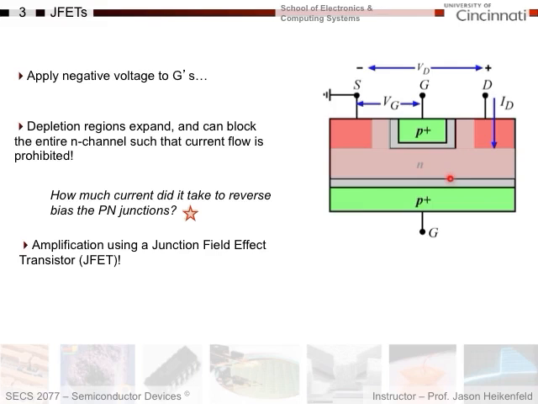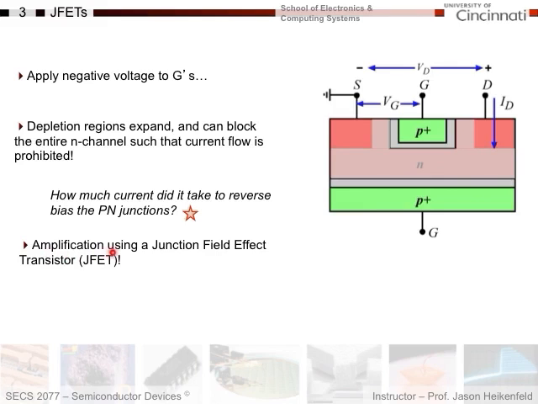And again, a key thing to note is it did not take much current to reverse bias the PN junctions. The current required at the gate here is I0, reverse saturation current, which is extremely small. It's not zero, but it's very small. And so again, I have a transistor or amplifier which requires very little input current and a little bit of voltage to modulate a significant amount of output current through this device.